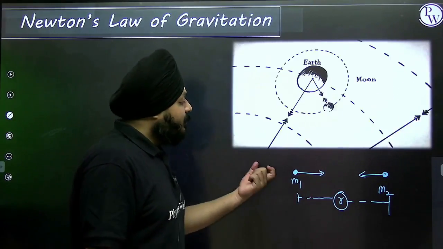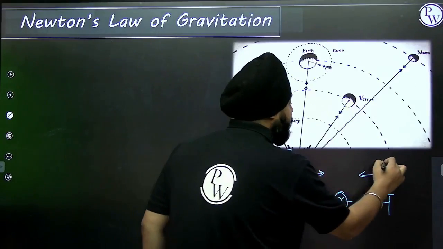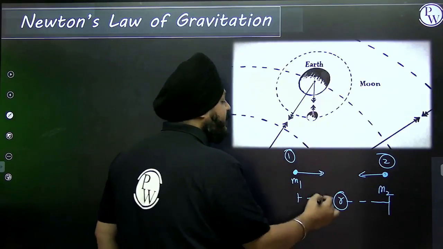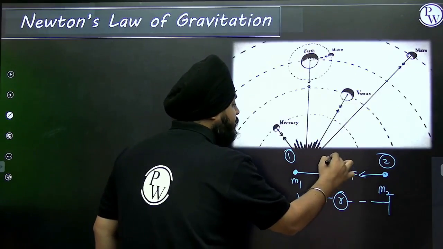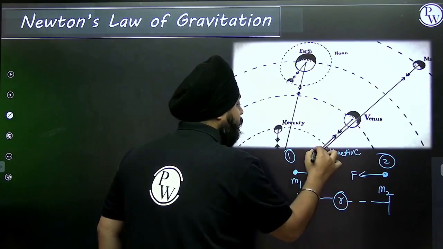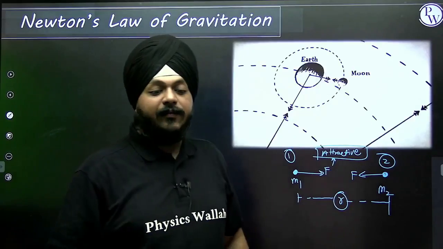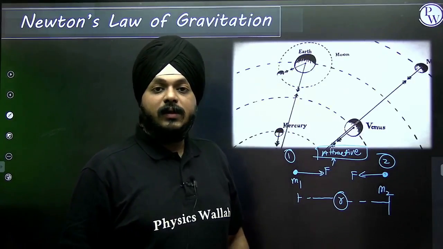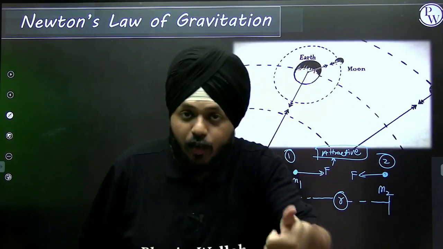Now this tendency, let us take an example. This is the first particle, this is the second particle. This tendency is acting in terms of a force. This force is always attractive in nature. So that force is known as gravitational force.